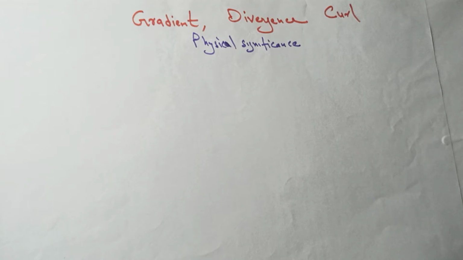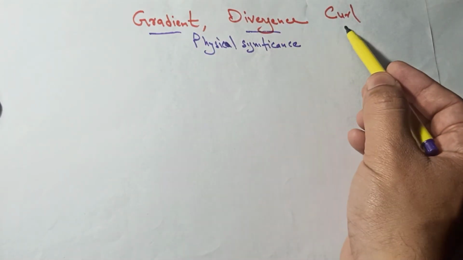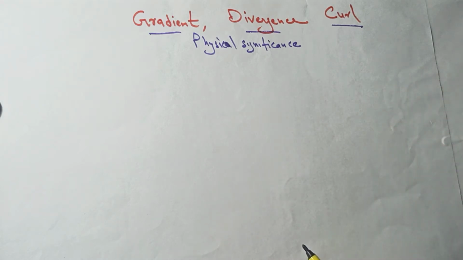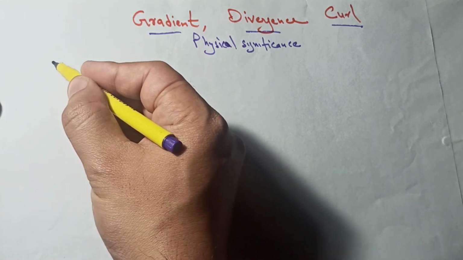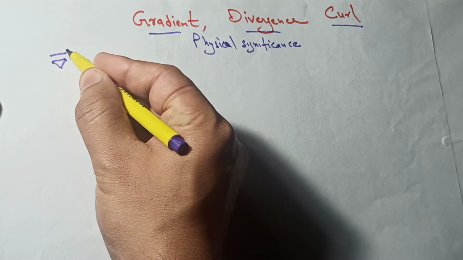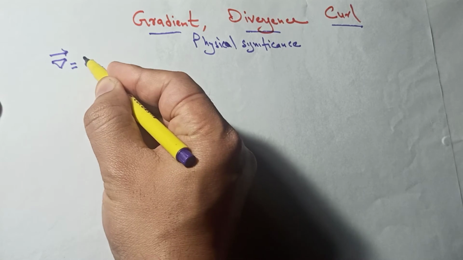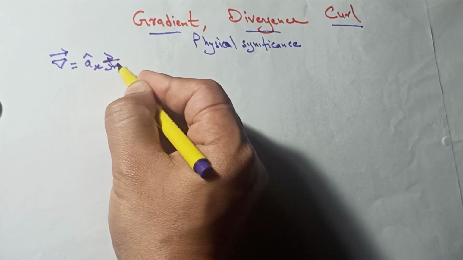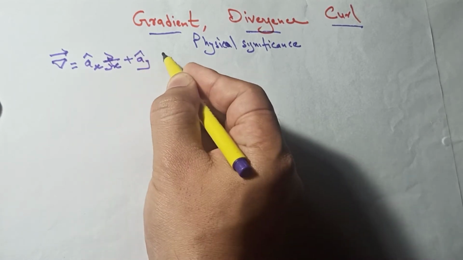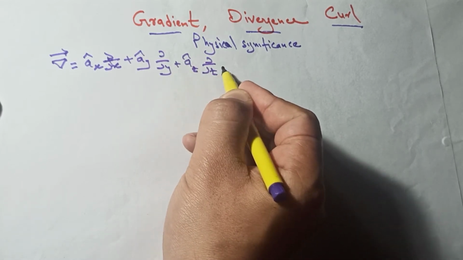Before starting, we should have the basic knowledge of space variation, because all these gradient, divergence and curl belong to space variation. In space variation we have an operator which defines it. That operator is called del, a vector quantity given by ax ∂/∂x plus ay ∂/∂y plus az ∂/∂z.